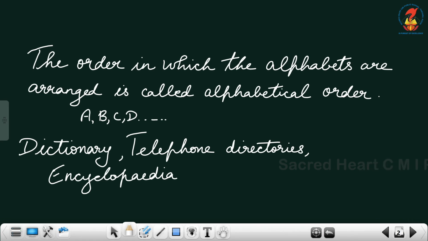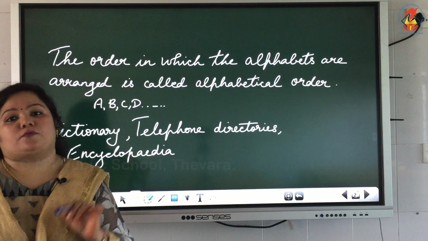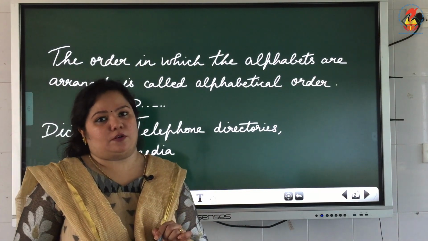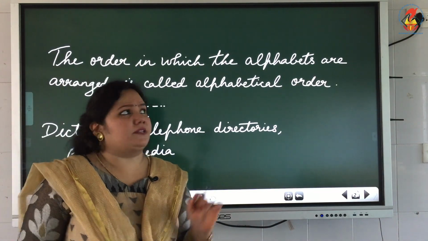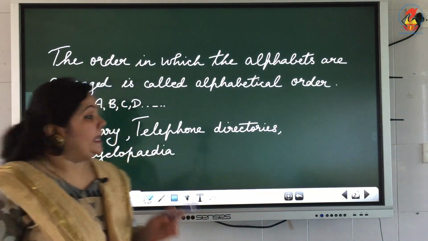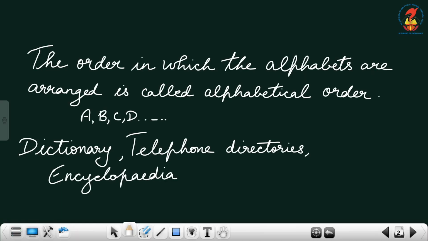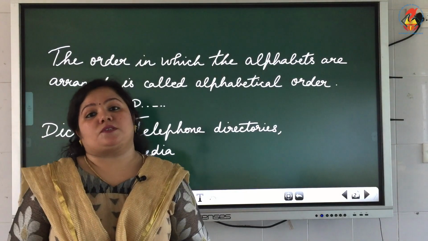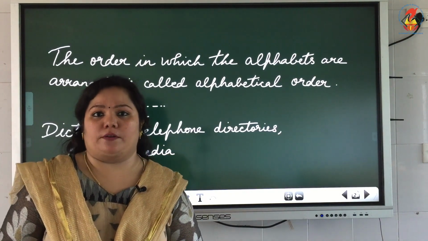So, the order in which the alphabets are arranged is called the alphabetical order. All of us are aware, A, B, C, D, E and so on, in which order the alphabets fall, right? Now, what is the prominence of this alphabetical order? In certain books like dictionaries, telephone directories and encyclopedias, names are mentioned in alphabetical order.